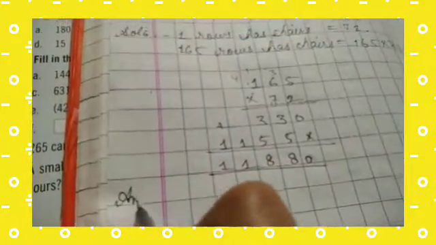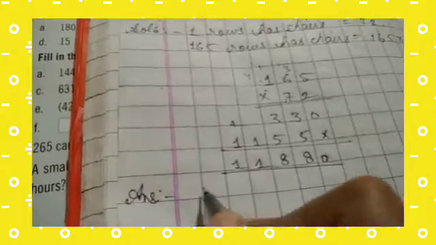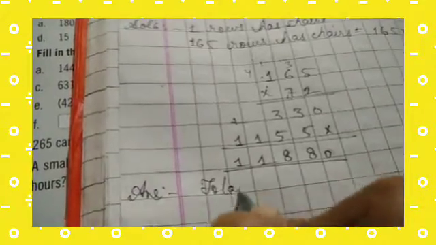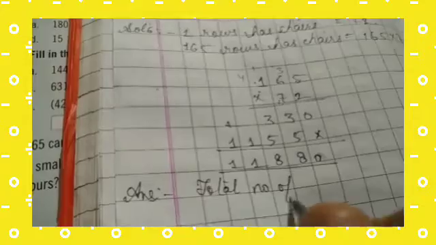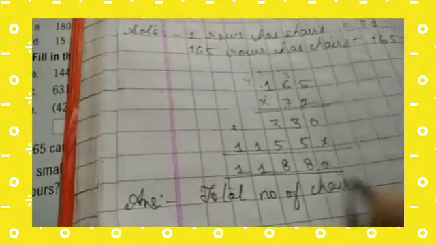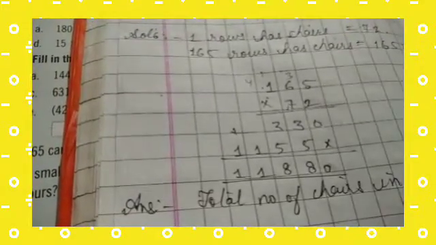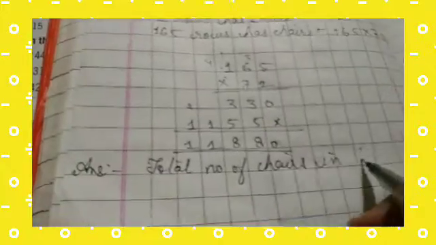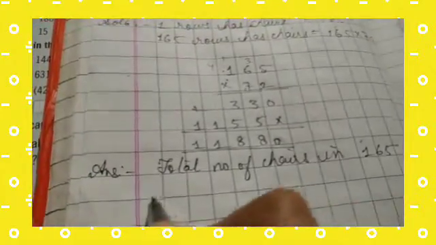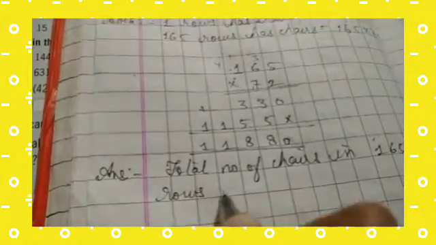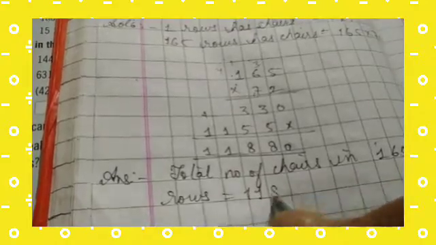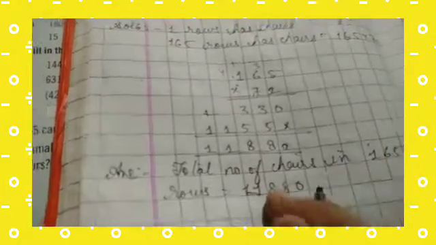So answer: total number of chairs in 165 rows is equal to 11,880. This is our answer.